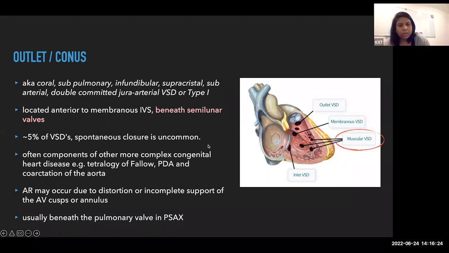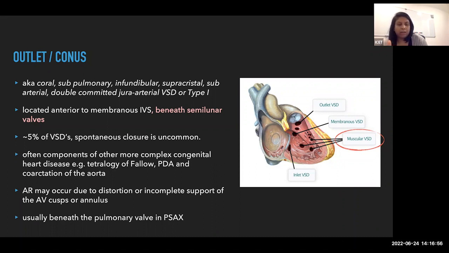These ones are generally located beneath the semilunar valves, so beneath the pulmonary and the aortic valve. These are about 5% of the VSDs. These ones don't tend to close on their own. They're commonly associated with other complex congenital heart diseases like tetralogy of Fallot, PDA, coarctation of the aorta, just to name a few. I'm sure there are multiple more.